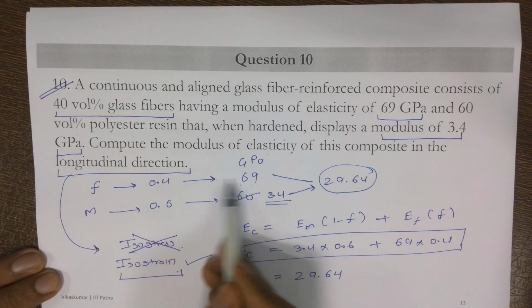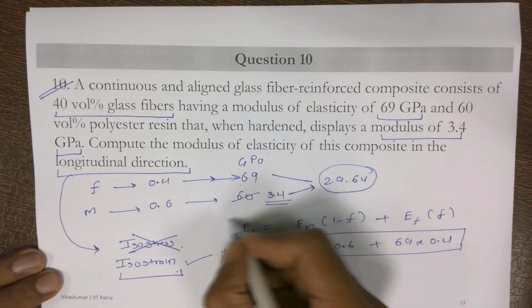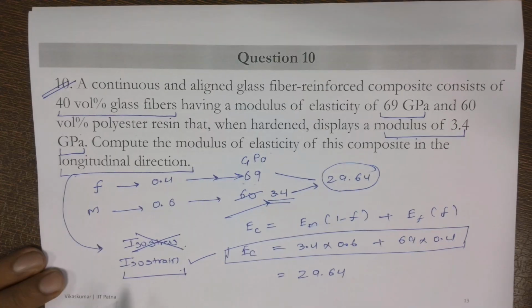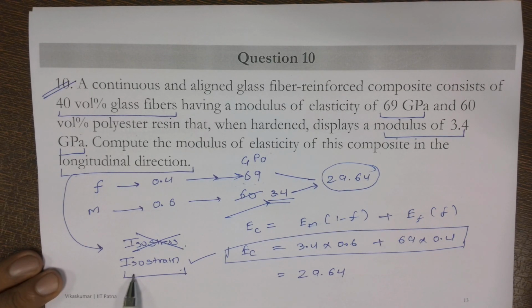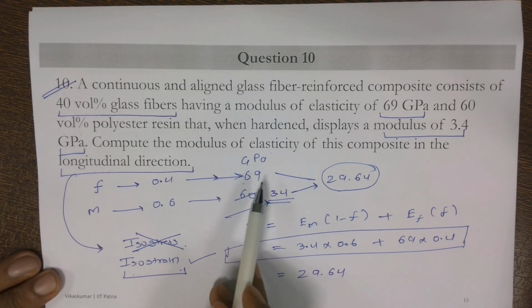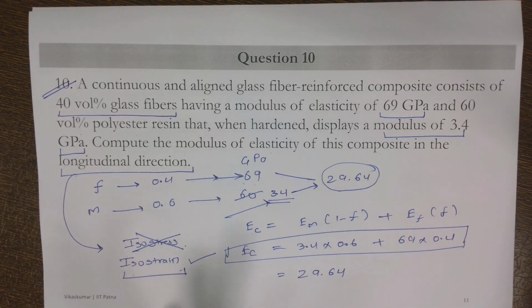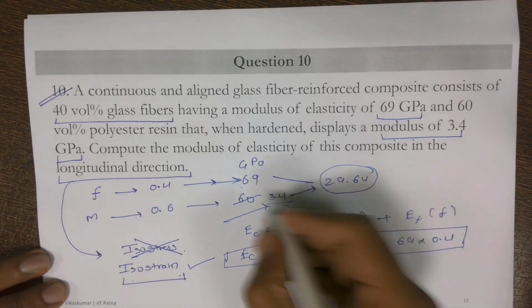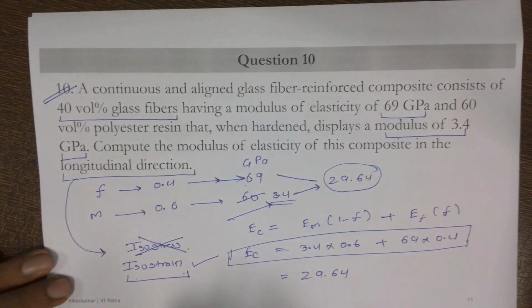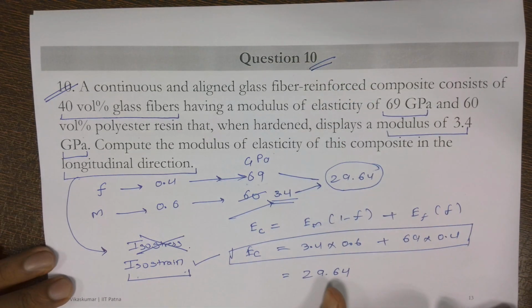Max to max, it can take this value, and minimum to minimum, it can take this value in the isostrain condition. That too corresponding to 100% of the fiber and 100% of the matrix, which is no longer the composite anymore. So for the composite, the value will always be in between them. With that, we have solved question number 10.